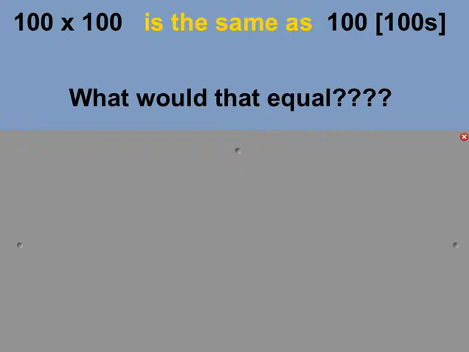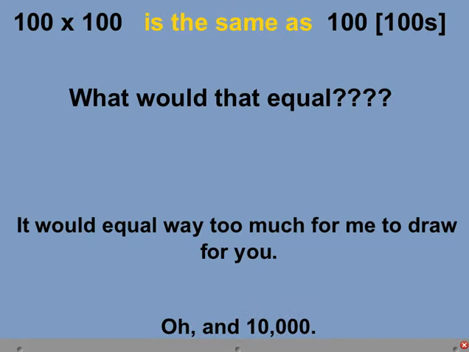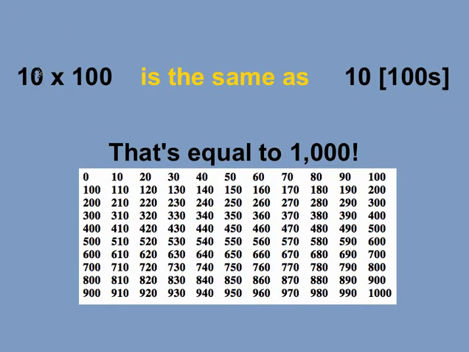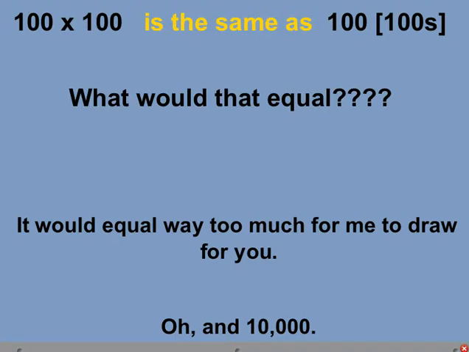If I had 100 times 100, or 100 groups of 100s, what would that equal? It would be way too much for me to draw for you, actually, but it would actually also be equal to 10,000. Notice that as we've gone through this, every time we've multiplied, we've increased by a factor of 10. Here was 100 when we did 10 times 10. 10 times 100 is 1,000. 100 times 100 is 10,000. So we're increasing by a factor of 10 every time.